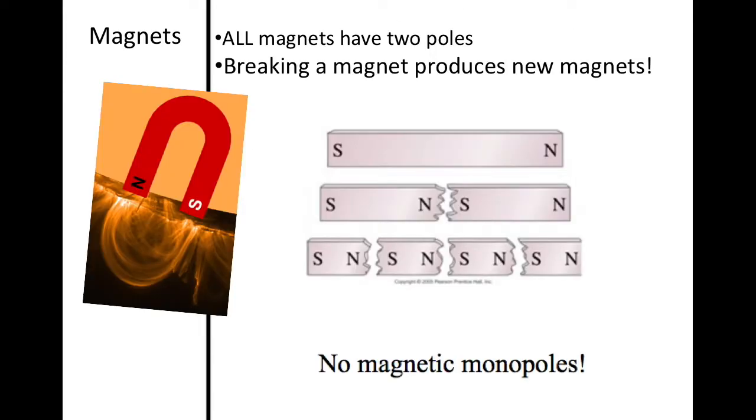Magnets have certain characteristics. One characteristic is that all magnets have two poles. We call one end of the magnet north and the other the south pole. If you were to break a magnet, this would produce two new magnets that would each have a south and a north pole. We would have no magnetic monopoles, where if you were to break a magnet, you would only have a south pole.